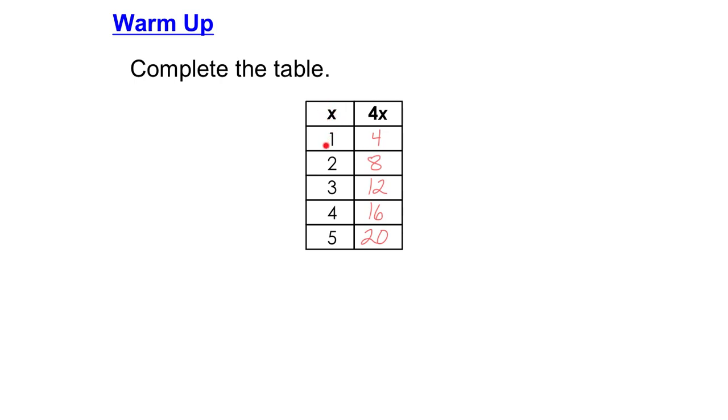x has a value of 1. 4x means 4 times x. So if x has a value of 1, then 4x would be 4 times 1, which is 4. Now we change the value of x to 2. 4 times 2 is 8. Then 3: 4 times 3, that's 12, etc. So hopefully you figured that out. This is important as we move on to the next lesson.